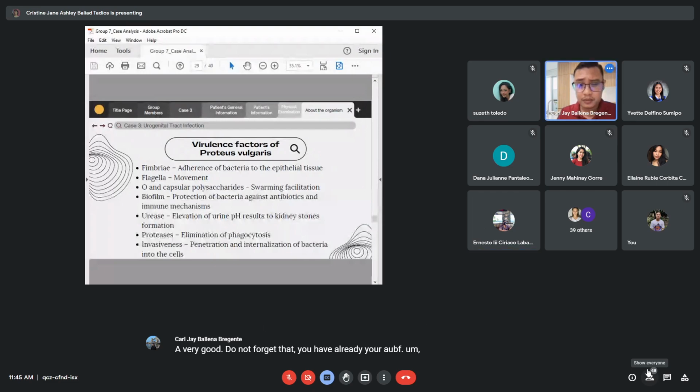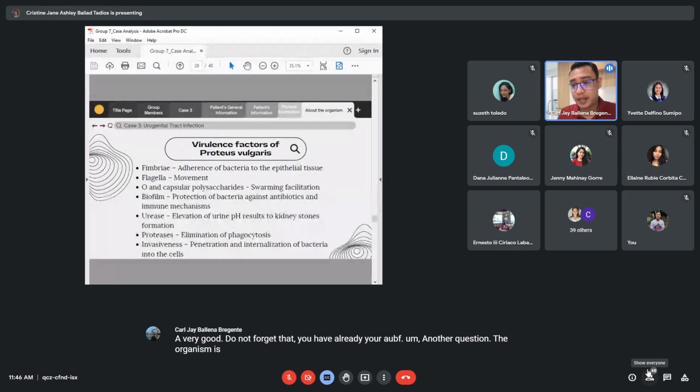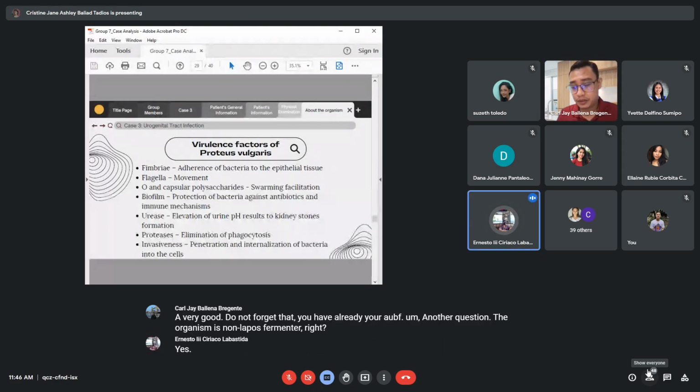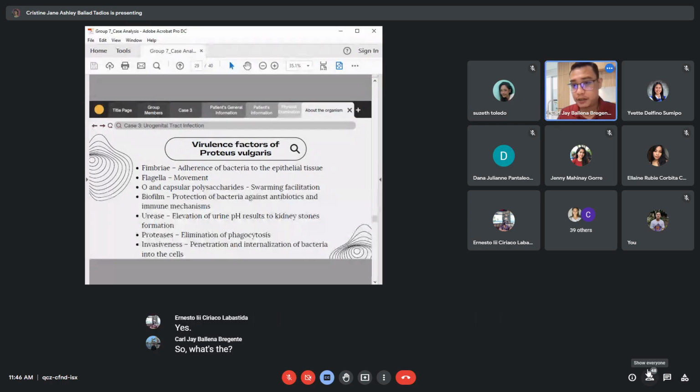Other question. The organism is non-lactose fermenter, right? Yes, sir. So what's the expected result for TSI? TSI. Alkaline slant, sir, since they cannot ferment lactose.